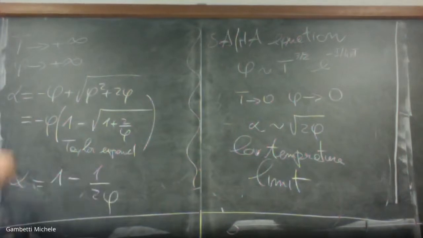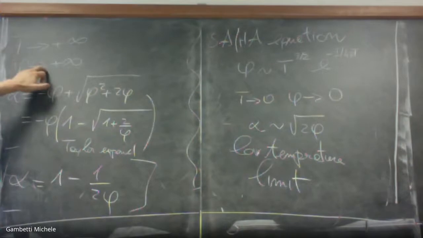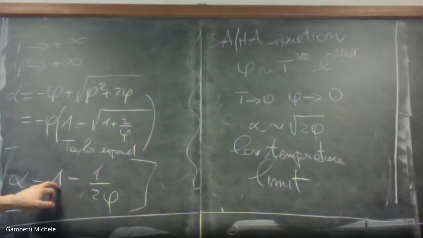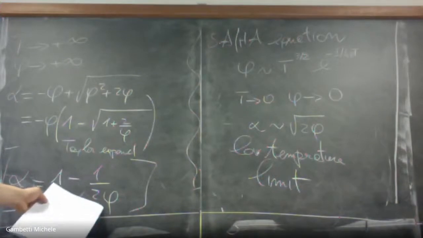Okay, so you see that when phi goes to infinity, the degree of ionization goes to 1, so I have a full ionization as I would expect, and I also have a useful scaling, which is this 1 divided by phi.